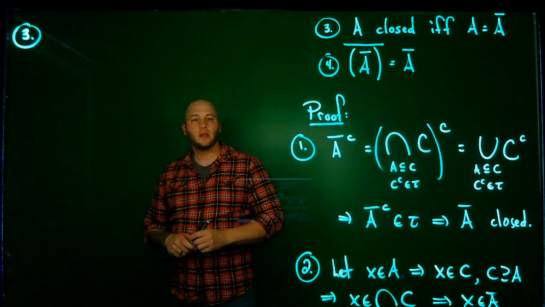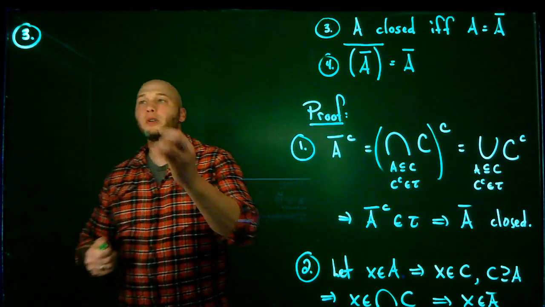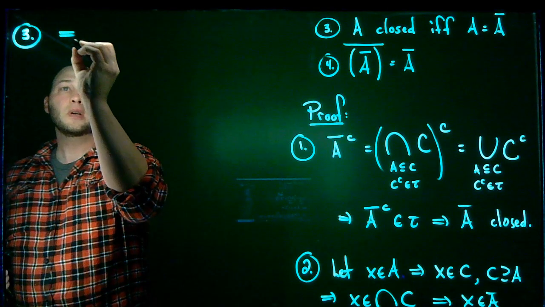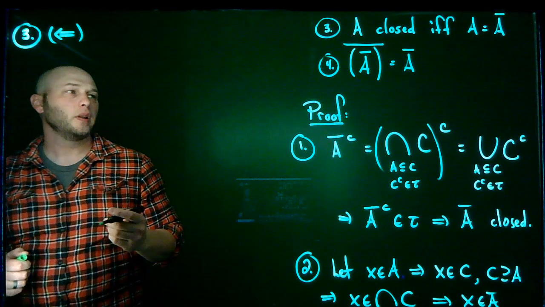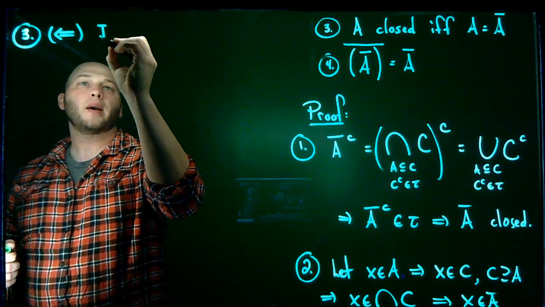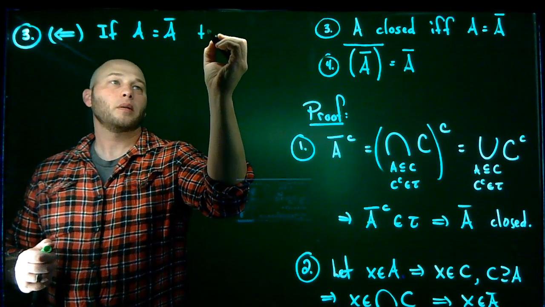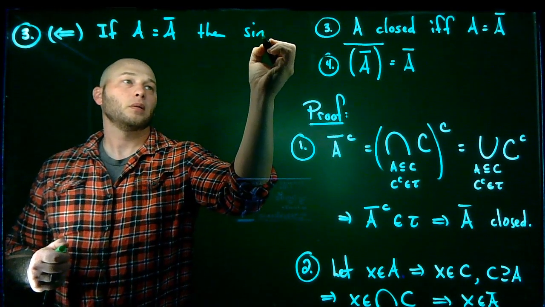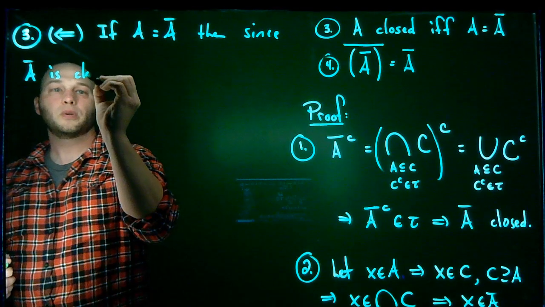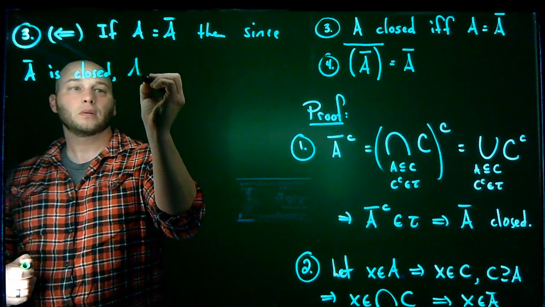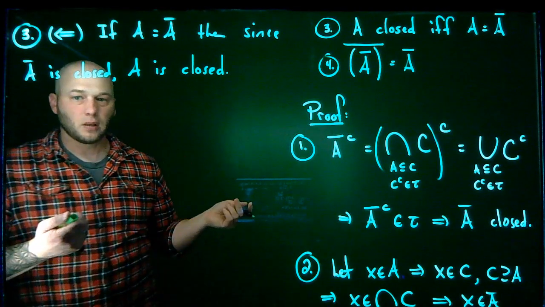The next statement is that a set is closed if and only if it's equal to its closure. Well, first and foremost, let's prove this direction of the equivalence. If A is equal to A bar, then since the closure is closed, A is closed because they're the same thing.